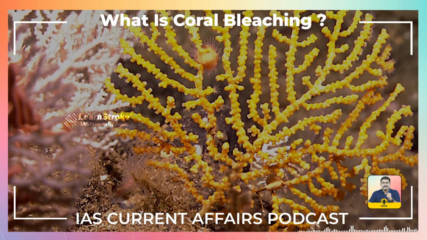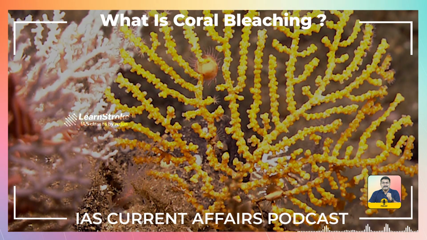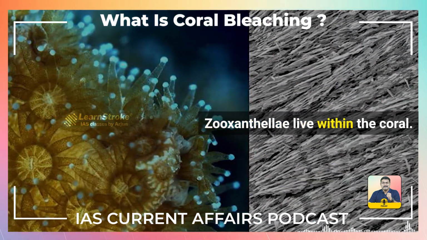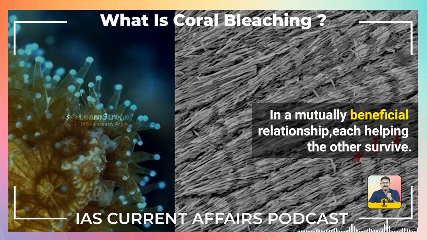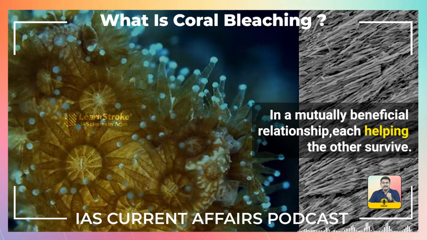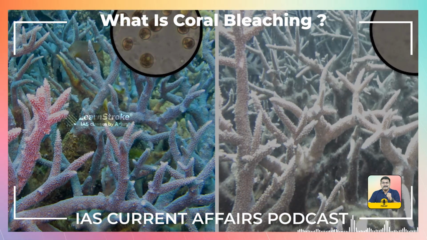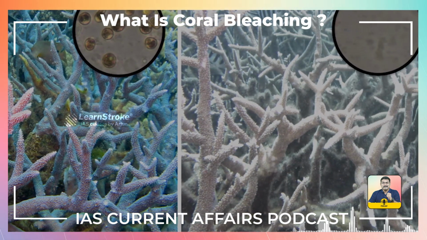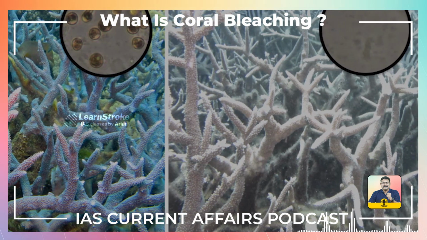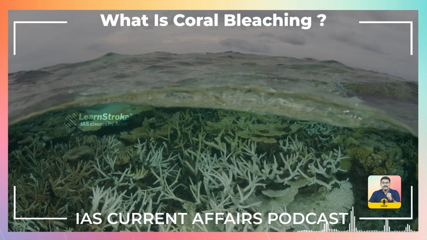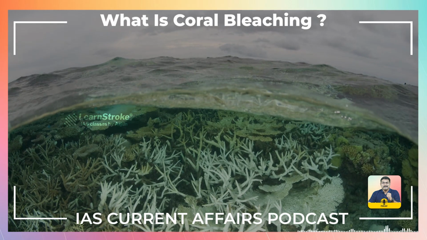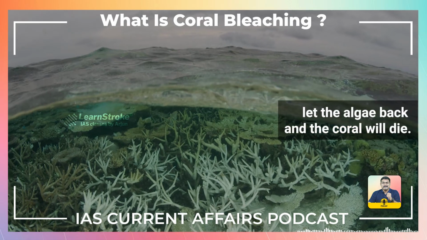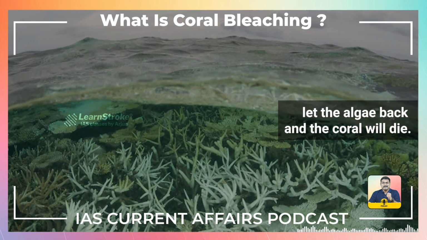Corals are bright and colorful because of microscopic algae called zooxanthellae. The zooxanthellae live within the coral in a mutually beneficial relationship, each helping the other survive. But when the ocean environment changes, if it gets too hot, for instance, the coral stresses out and expels the algae. As the algae leaves, the coral fades until it looks like it's been bleached. If the temperature stays high, the coral won't let the algae back and the coral will die.